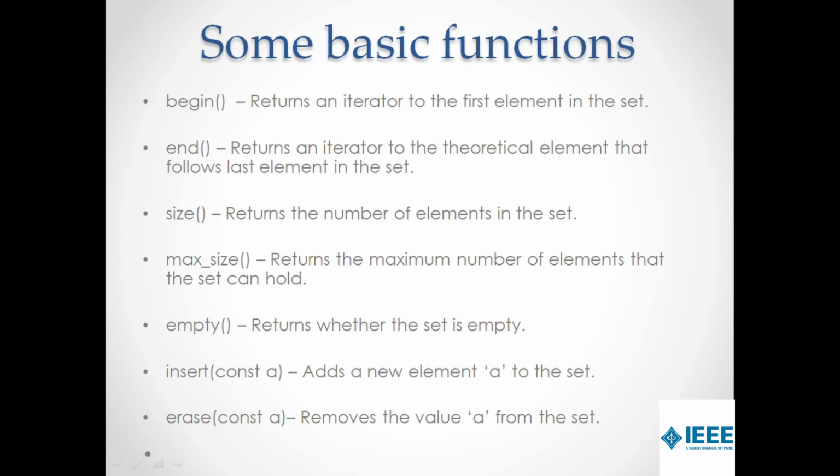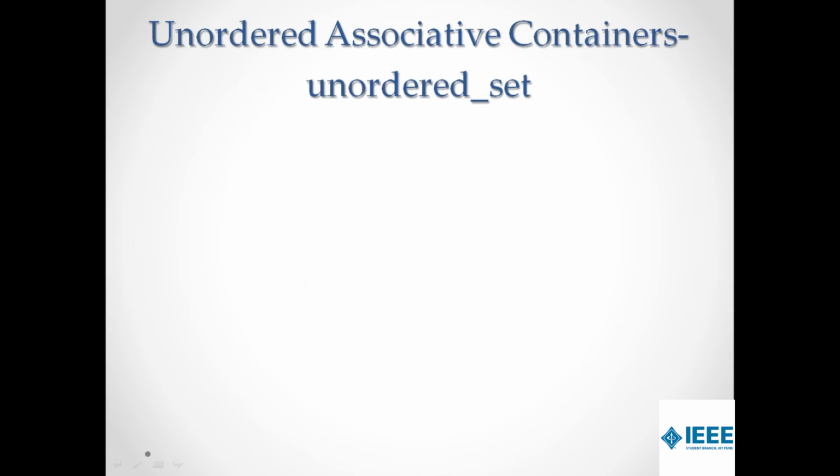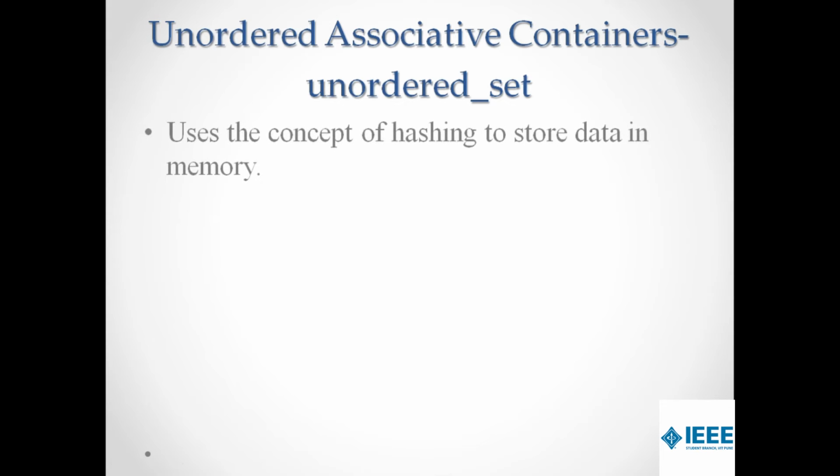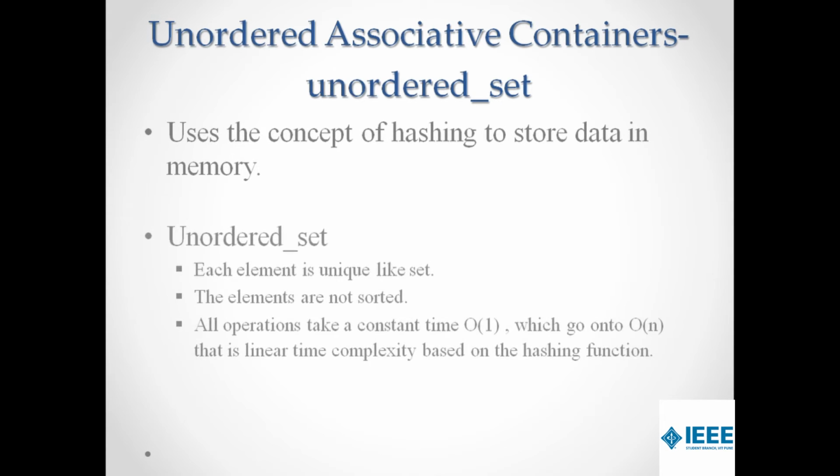Moving on, now let us take a look at unordered set, which falls under the category of unordered associative containers. This unordered set uses the concept of hashing to store data in the memory. Just like our normal sets, each and every element in an unordered set is unique, but the main difference is that the elements are not sorted in the unordered set. This is the main difference between ordered set, the normal set, and unordered set, as the name suggests.